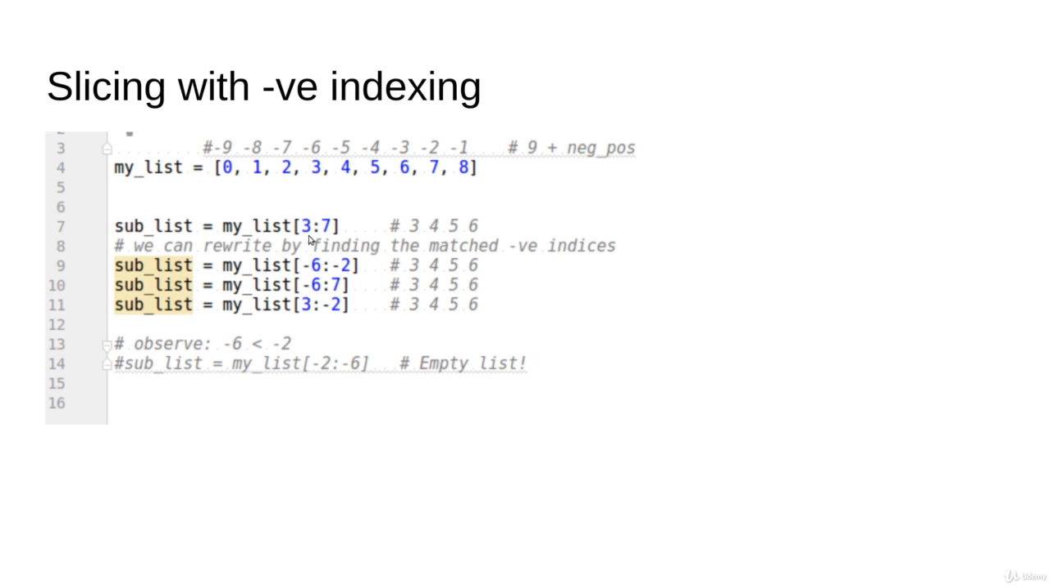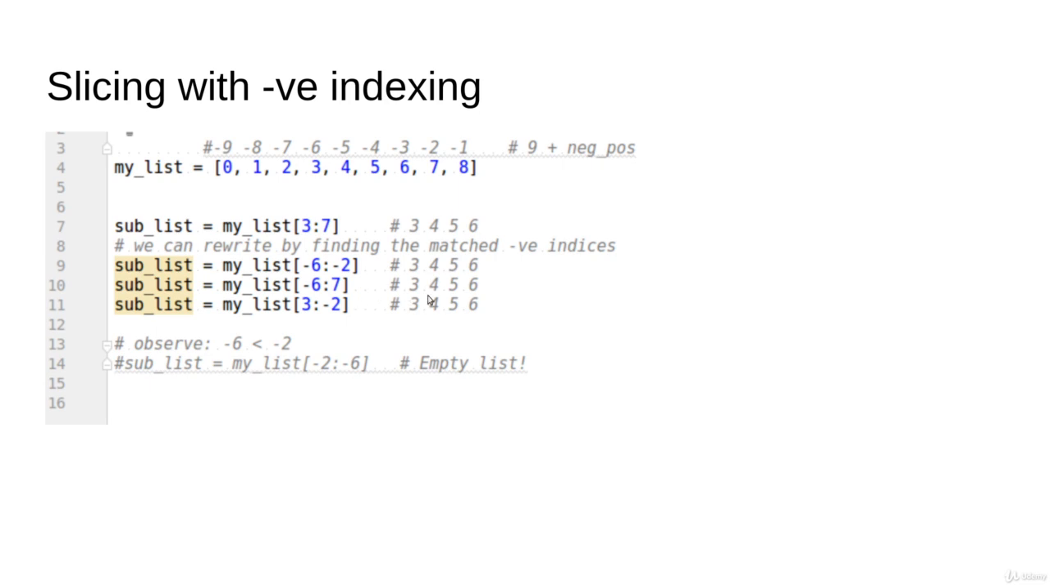What is 3 in terms of negative indexing? It is minus 6. What is 7 in terms of negative indexing? 7 is minus 2. So if you write in slicing from minus 6 to minus 2, it will give the same value. Minus 6 to 7, 3 to minus 2, all of them will give the same value.